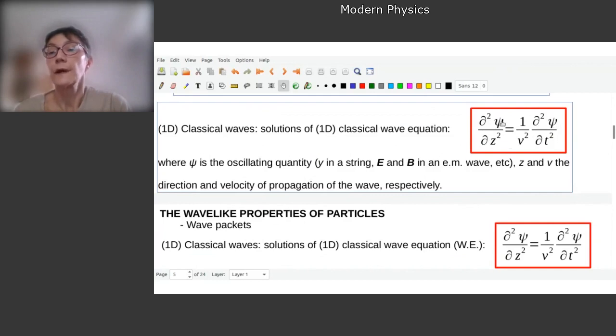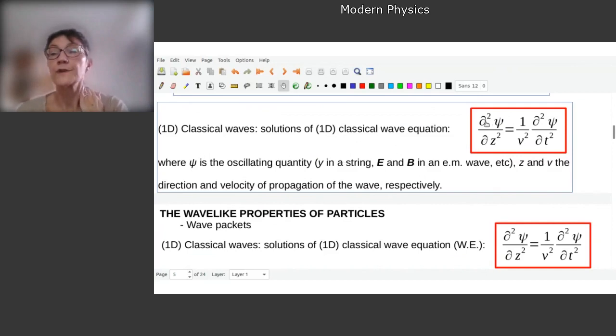So you have a relationship between the spatial variation and the temporal one, and the coefficient between the two of them is 1 over v squared, where v is the velocity of propagation of the wave. Here I choose z as the direction of propagation of the wave, and sometimes I will switch to x, so be careful, because here I call it z and sometimes I call it x. So psi is the oscillating quantity, and z and v are the direction and velocity of propagation of the wave.